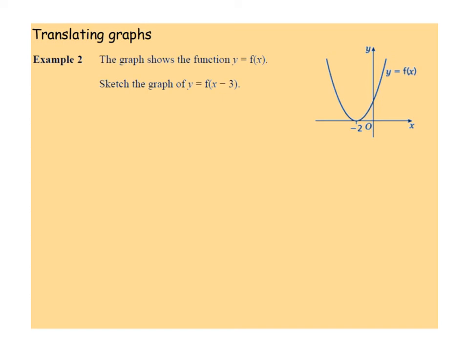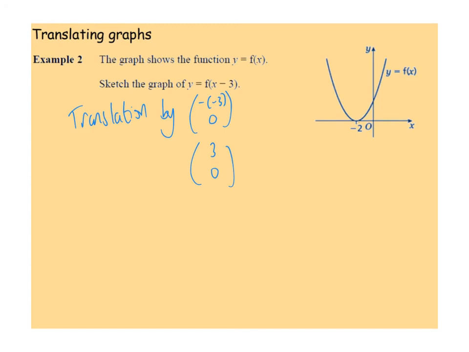Okay, example 2. Again, very similar. This is a translation. This time it's a translation by the vector negative of -3, 0. And obviously the easier way to write that would be to just write (3, 0). So remember, it's going to be the negative of whatever you've got here. So the negative of -3. The negative of -3 is +3. So this is a translation to the right by 3.